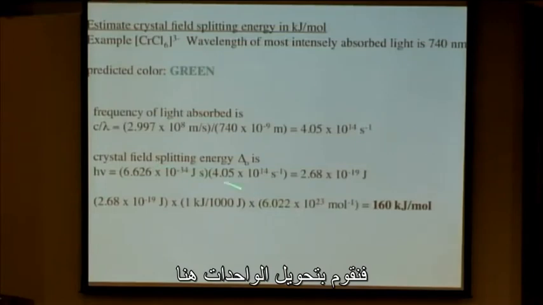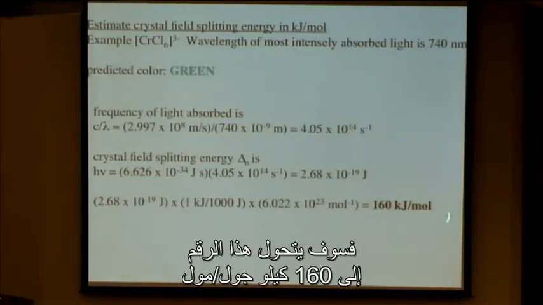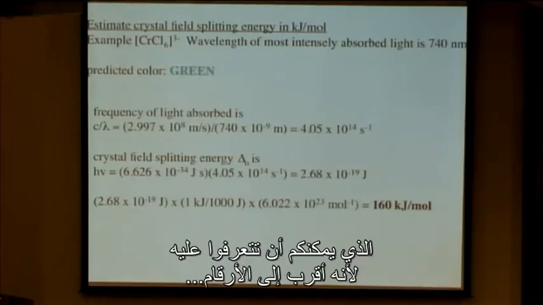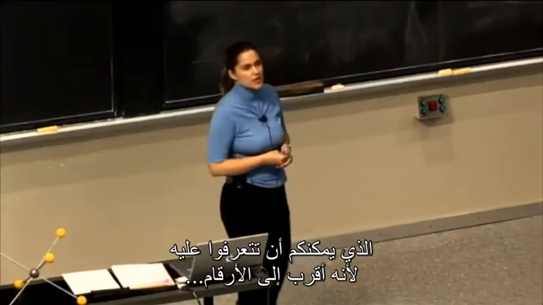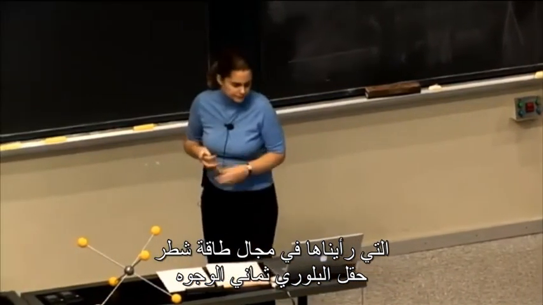So here we can just do the conversion of units, and then we're going to use Avogadro's number to give us that per mole. And so this translates into 160 kilojoules per mole, which you might recognize is more similar to the other numbers that you saw for the octahedral crystal field splitting energy.